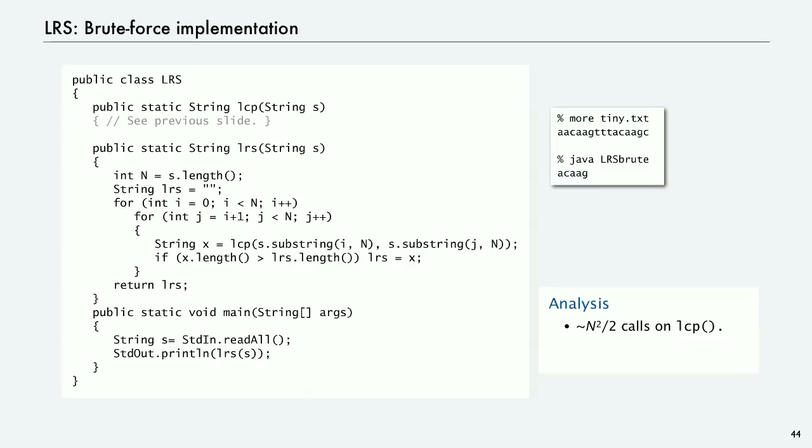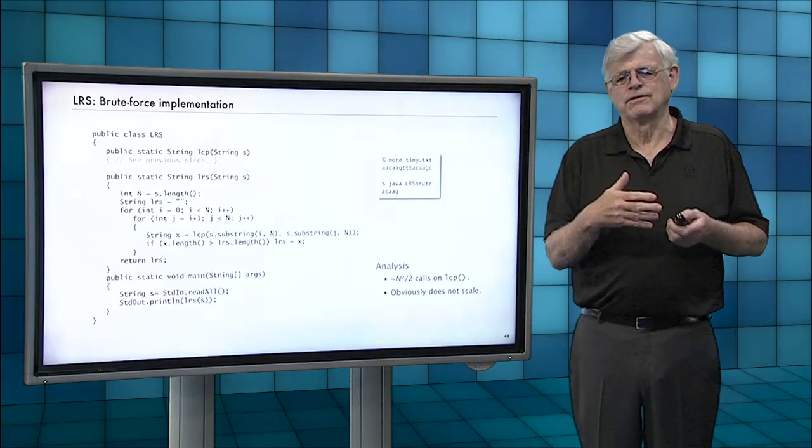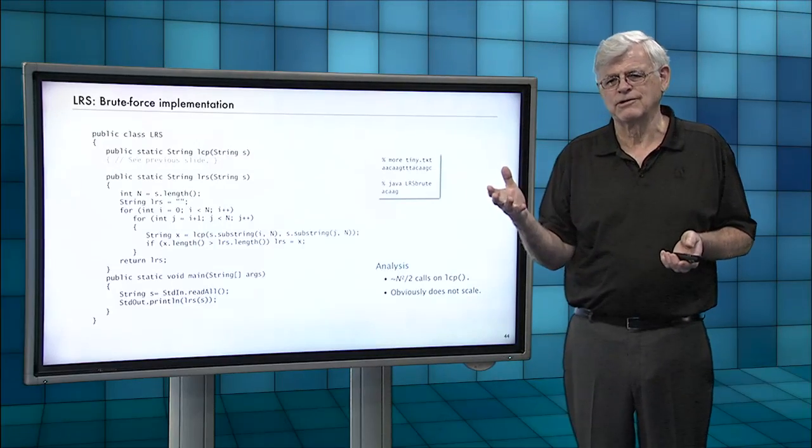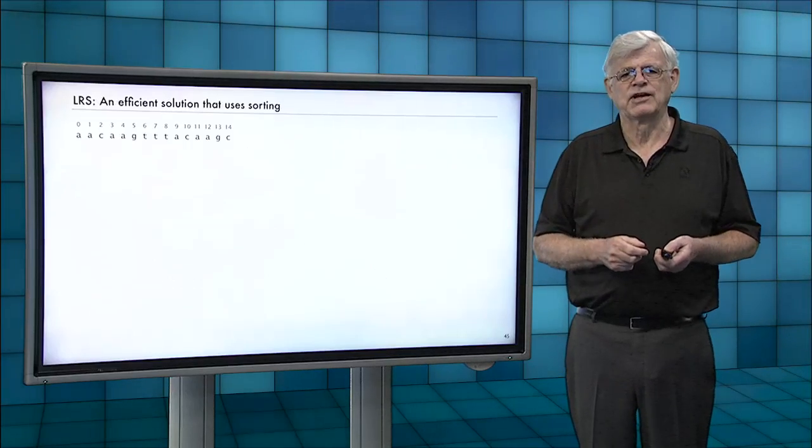The analysis of this is that it's going to take about n squared over 2. It's got nested for loops for i and j. There's going to be about n squared over 2 calls on the longest common prefix method, and that method takes time proportional to the length of the prefix, so it obviously doesn't scale. We can't consider using this method for something that's got millions of characters in it, as in the genomics application. We need a method that scales.